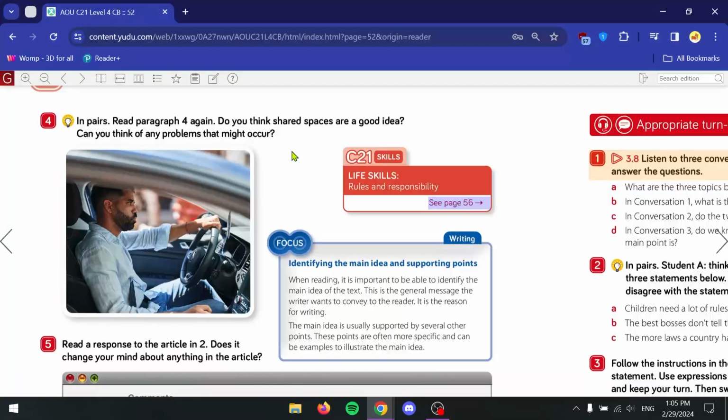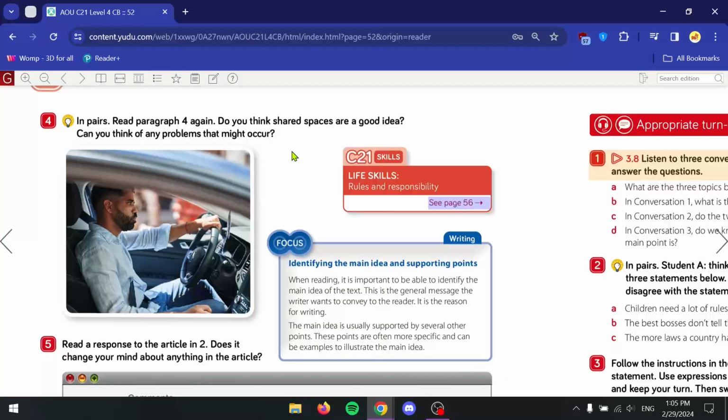Absolutely not. I don't know about you guys, but if you've driven any appreciable amount, you know that shared spaces are not really good for anyone. They're not good for drivers. They're not good for the people walking. It's dangerous. And even cyclists.